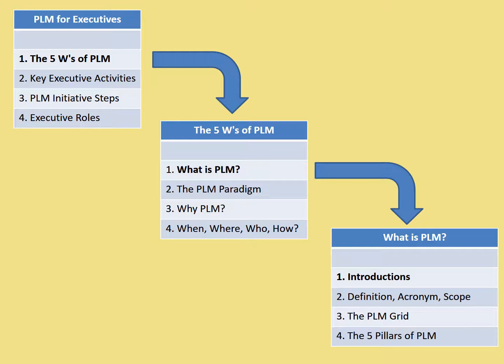Each subject is made up of several sessions. For example, the What is PLM subject is made up of 4 sessions: introductions, definition, acronym, scope, the PLM grid, the 5 pillars of PLM. In total, the course is made up of 51 sessions. They range in length from 3 to 10 minutes, and the total course length is just under 6 hours.